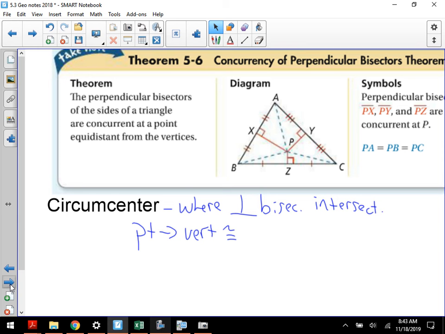We got 1, 2, 3, 4, 5, 6, 7, 8, 9, 10. What are you looking at? You know how many triangles? Oh, no, I'm not worried about that.